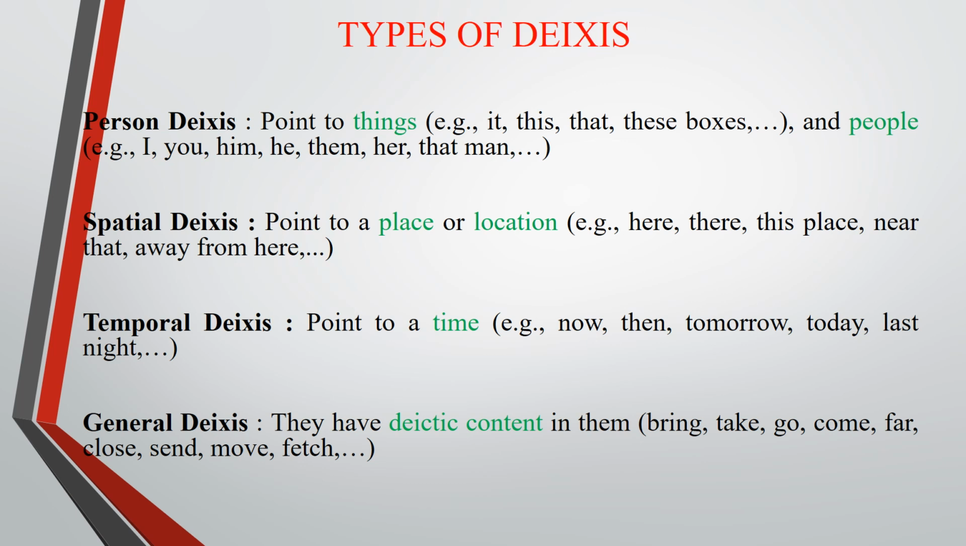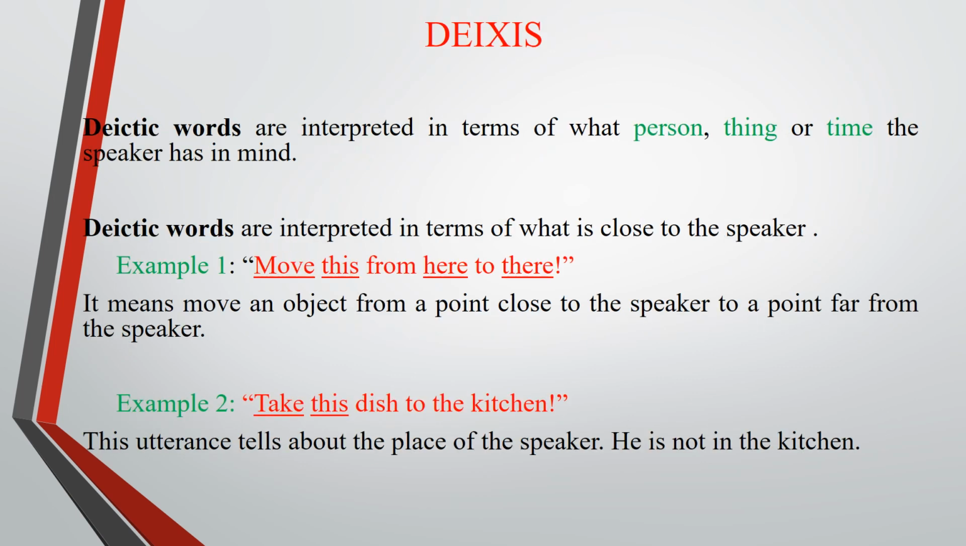Now, if someone says bring something here, that means you bring it from a place far from the speaker to a place close to the speaker. If you say go, you go to a place that is far from the speaker. Deixis or deictic words are interpreted in terms of what person, thing, or time the speaker has in mind. Deictic words are interpreted in terms of what is close to the speaker and what is not.